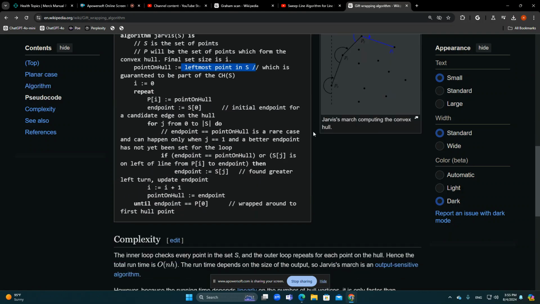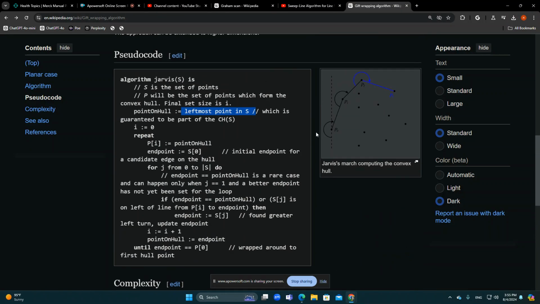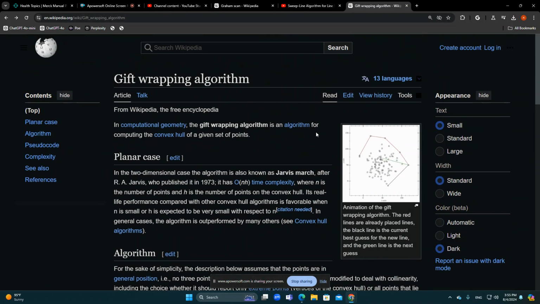So this is another method for calculating and identifying, or computing, the convex hull: the gift wrapping algorithm.